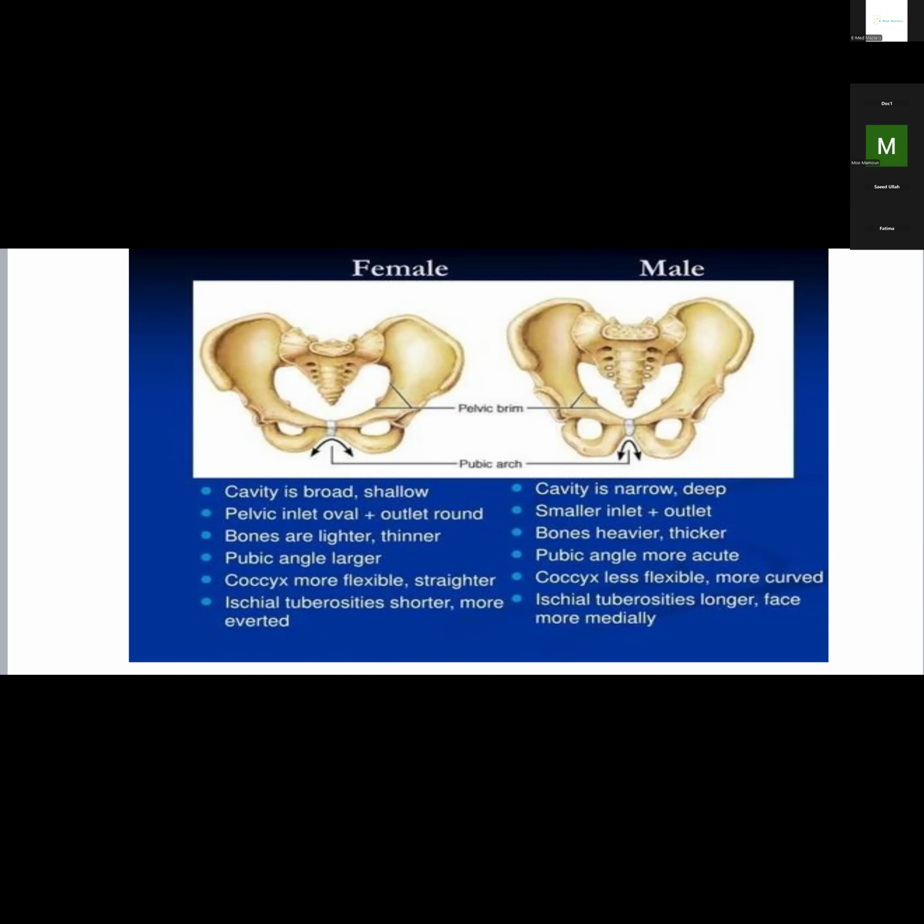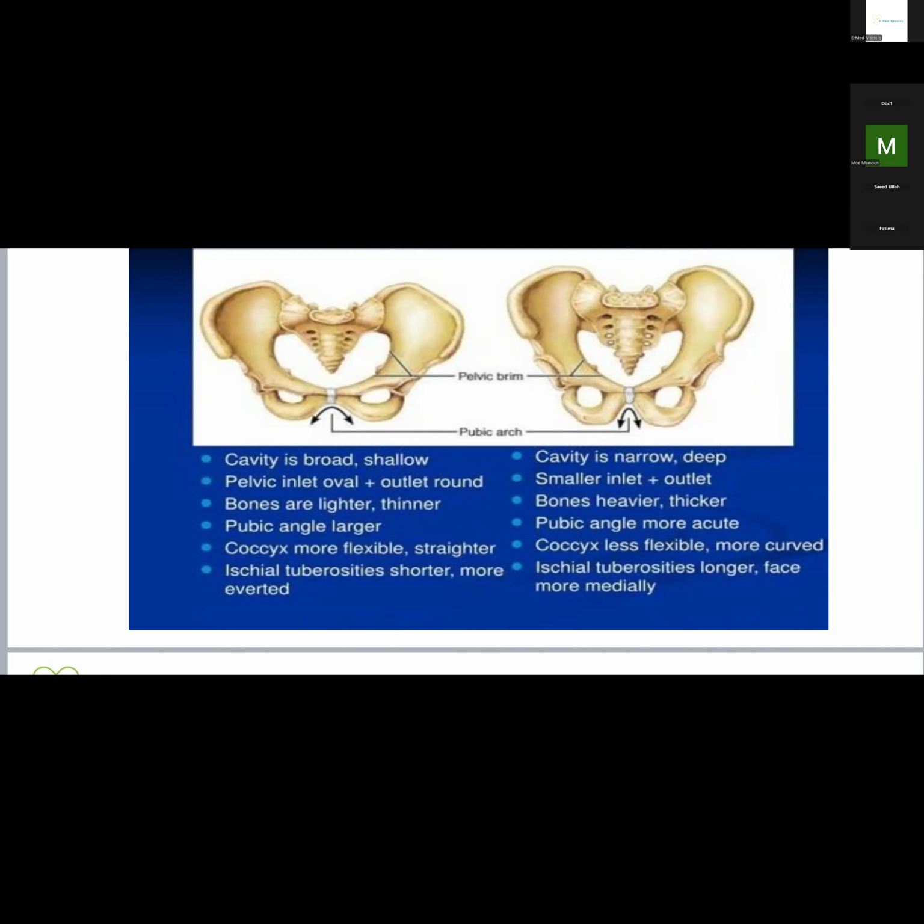So, in females, the cavity is broader and shallow, pelvic inlet is oval in shape, bones are lighter and thinner, subpubic angle is larger, coccyx is more flexible and straighter, ischial tuberosities are shorter and more everted, while in males, the cavity is narrow and deep, inlet is heart shaped, outlet is narrow, bones are heavier and thicker, pubic angle is more acute, coccyx is less flexible and more curved, and ischial tuberosities are longer and face medially.